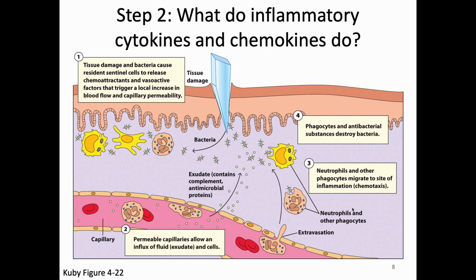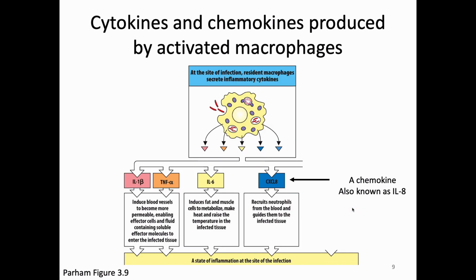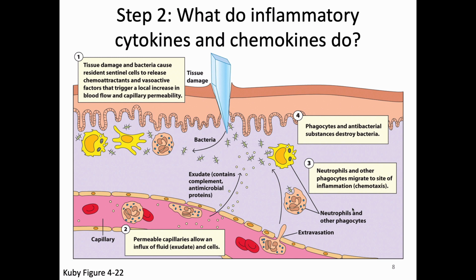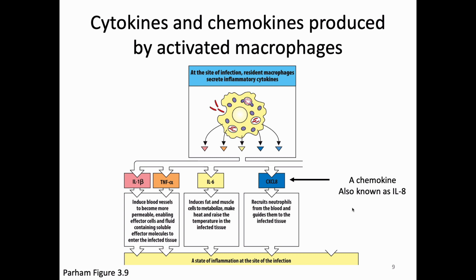And so really what we're talking about now is, okay, so we make these new things, these cytokines, and what the heck are they going to do? How do they actually do something about this microbe? So here are some specific examples of this. You will note that my title here says cytokines and chemokines produced by activated macrophages. Chemokines are a type of cytokine.